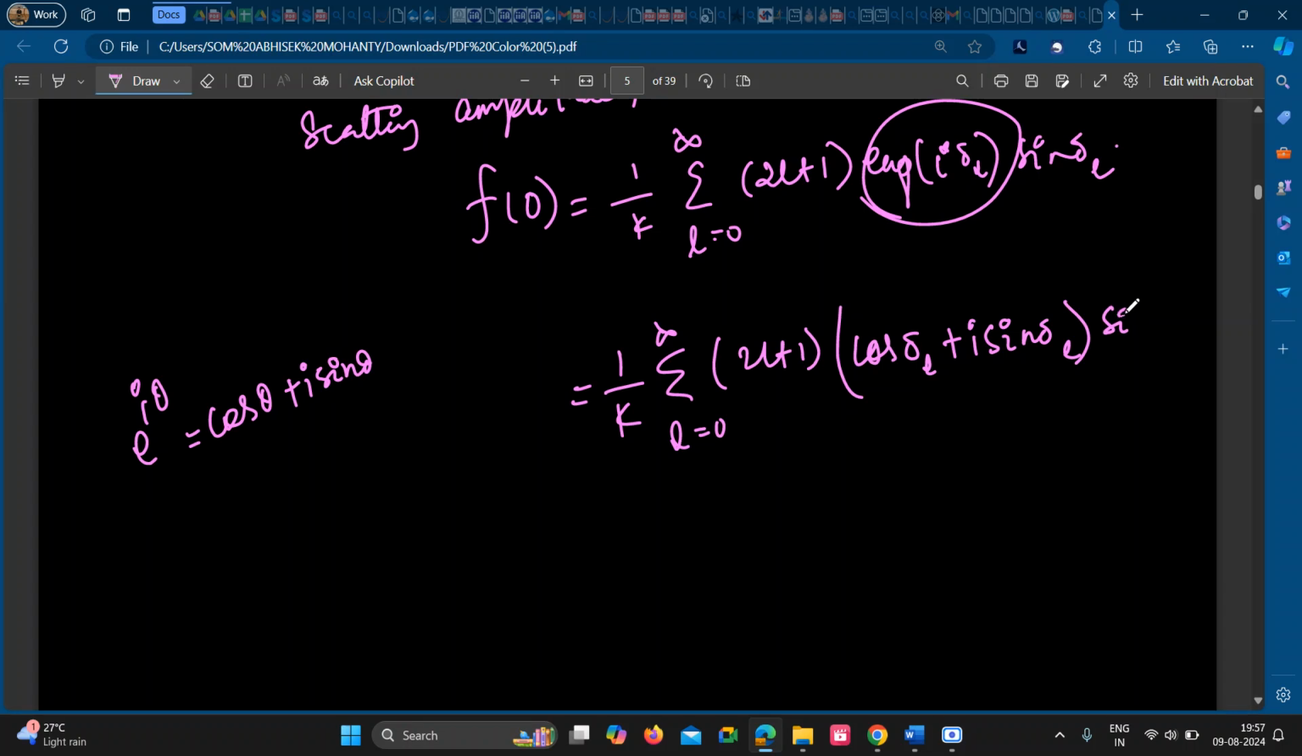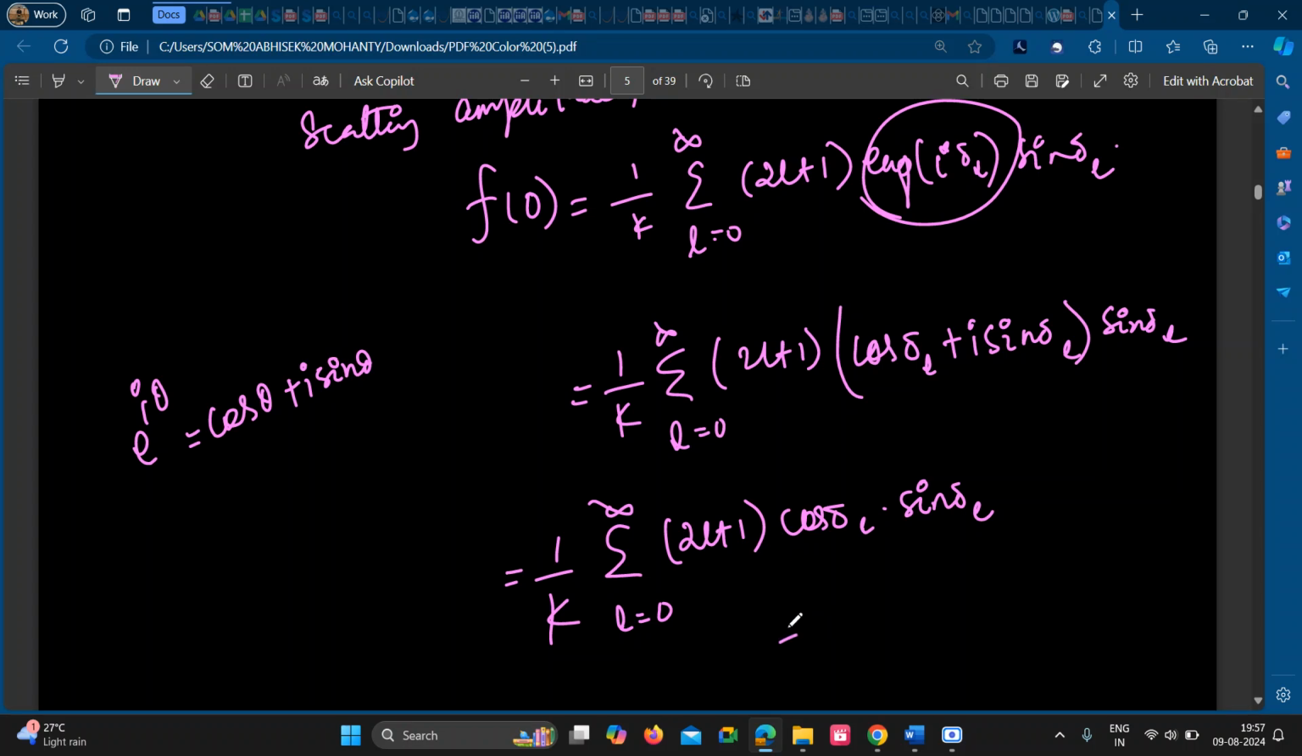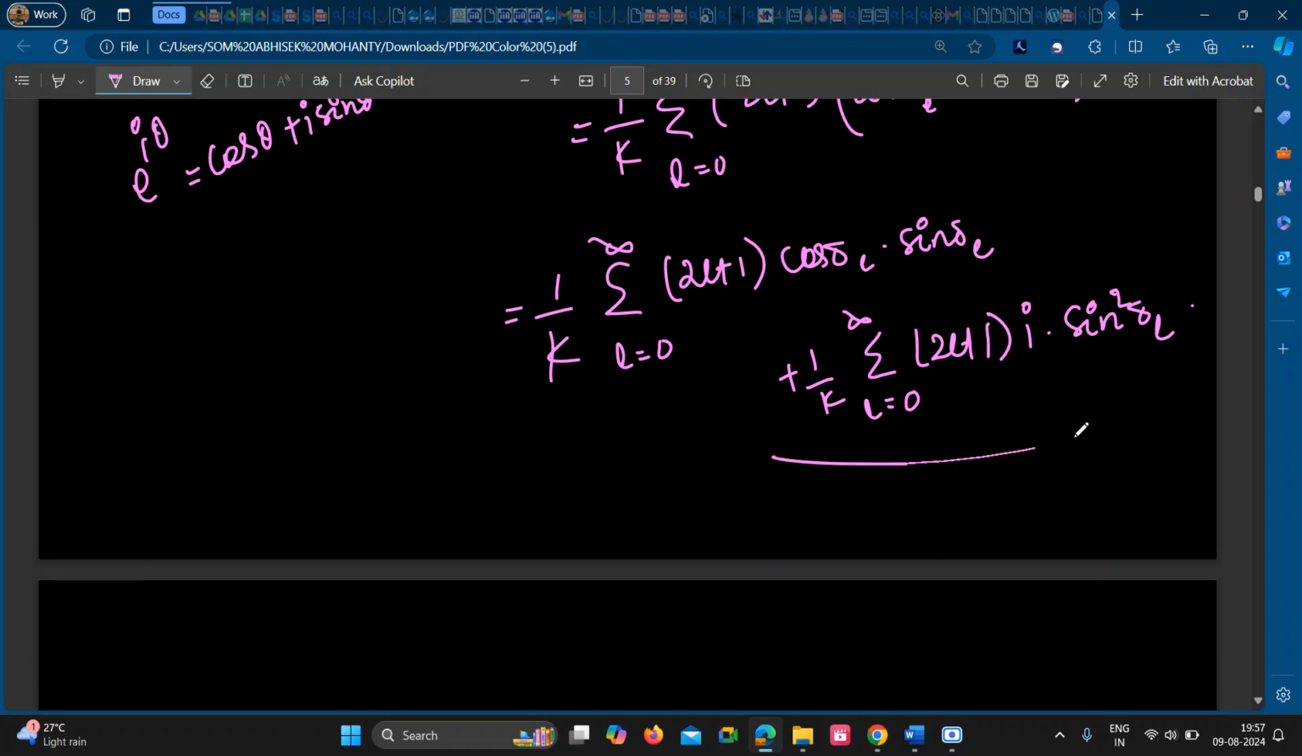Okay, so now I will expand it again. So 1 by k, summation L equals 0 to infinity, (2L plus 1), cos delta L into sin delta L. Plus 1 by k, summation L from 0 to infinity, (2L plus 1), this into this, i into sine square delta L. So if you see, we need the imaginary term. So imaginary term is what? This one is the imaginary term, right?